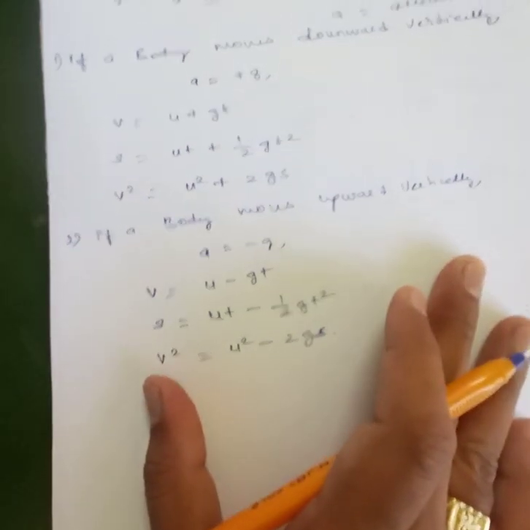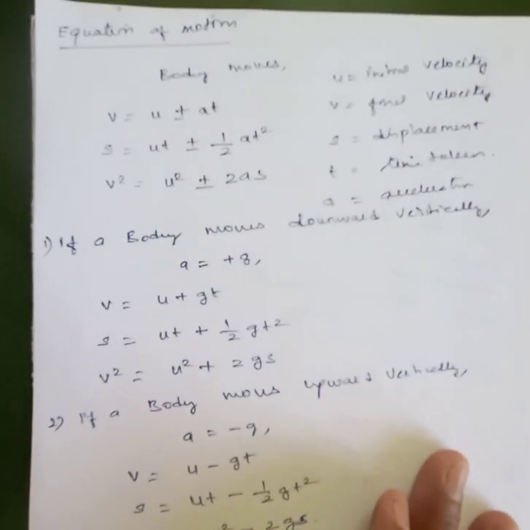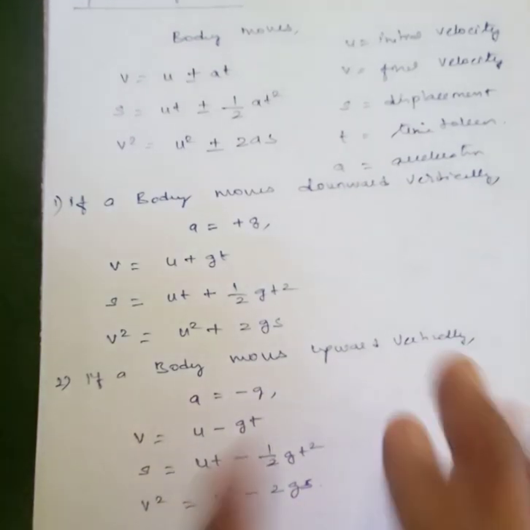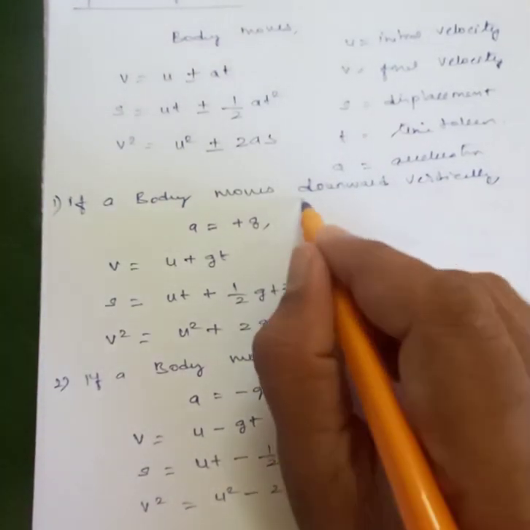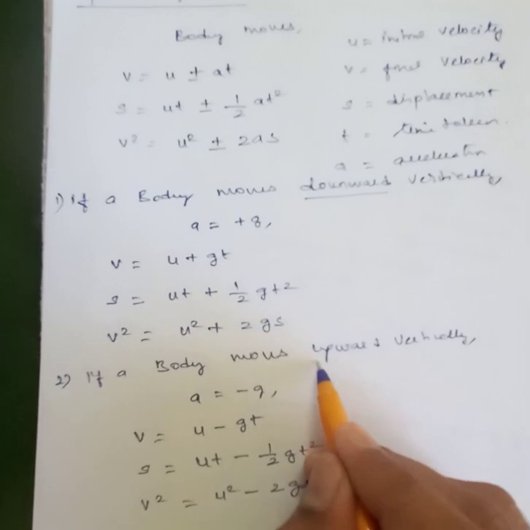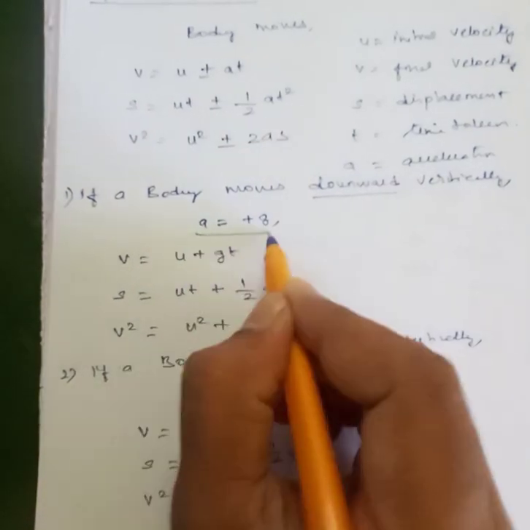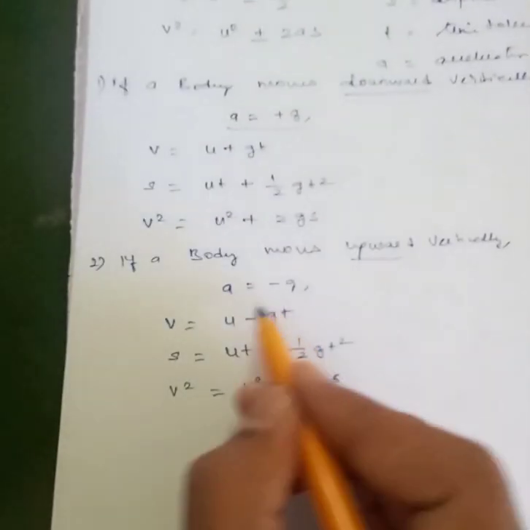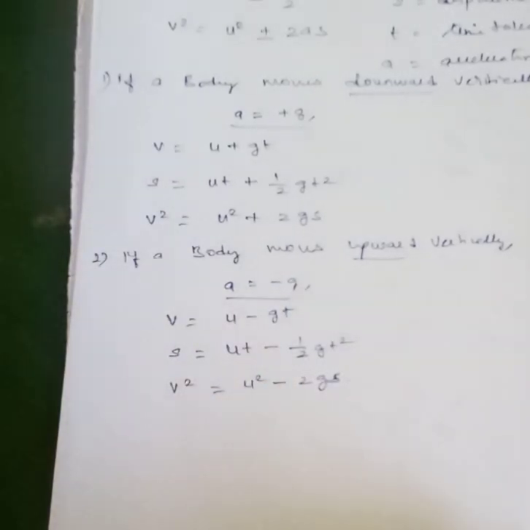So these are the equations of motion of a body that moves vertically downward and vertically upward, where for vertically downward a is equal to plus g, and for vertically upward a is equal to minus g. Here we'll see two examples.